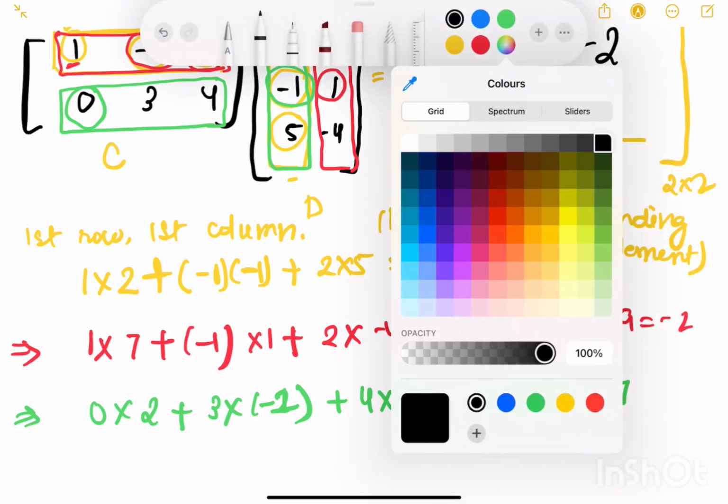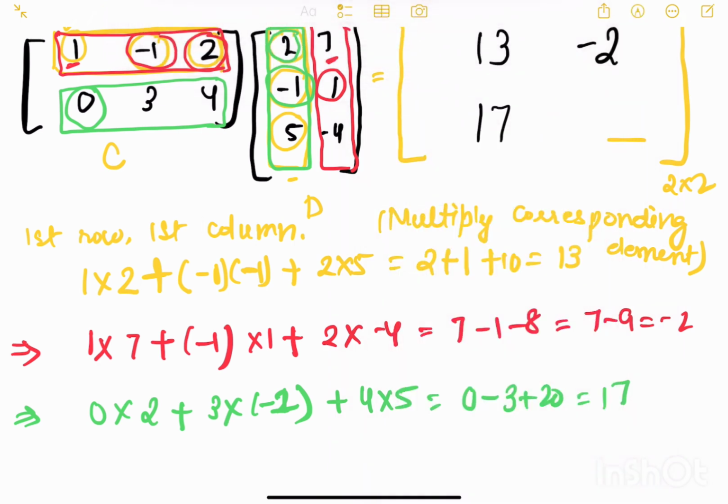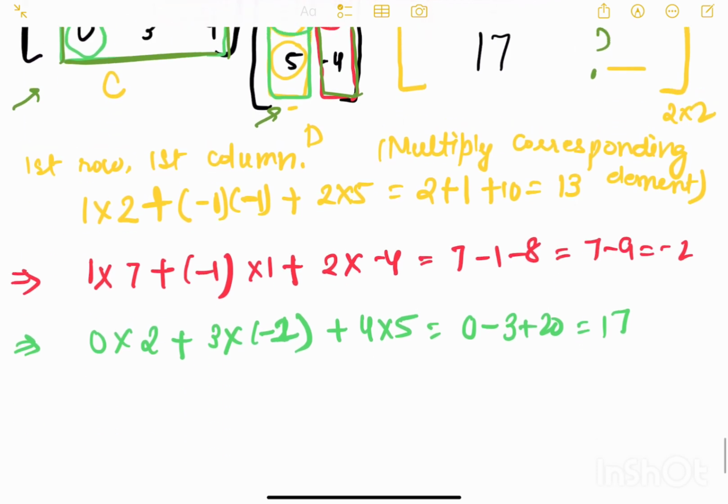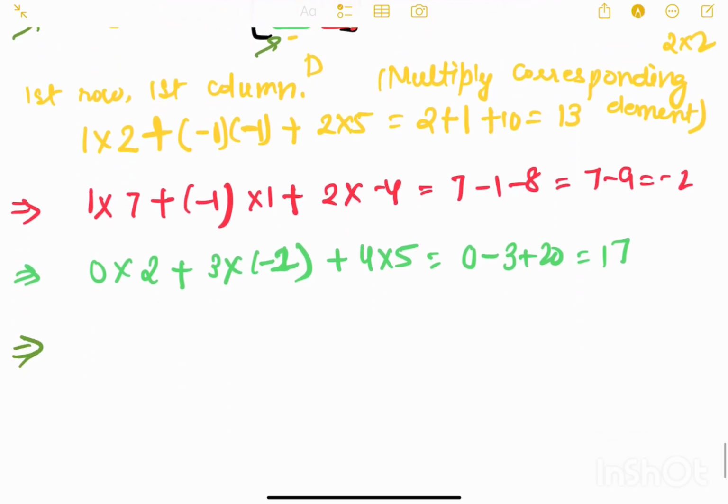I will just pick any random color so that it will be easy for you to understand. Now what will this element be? So again I will be using the second row of my matrix C. Now I will focus on the second column. So it's like each row of the first matrix is multiplied with each column of my matrix D. Okay. So I will just write it out here.